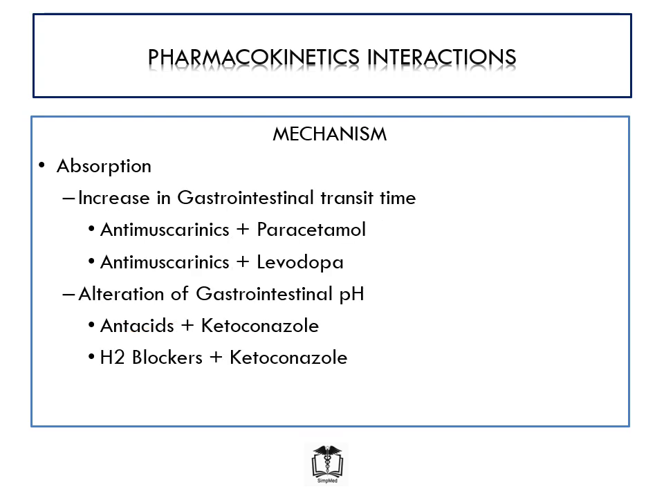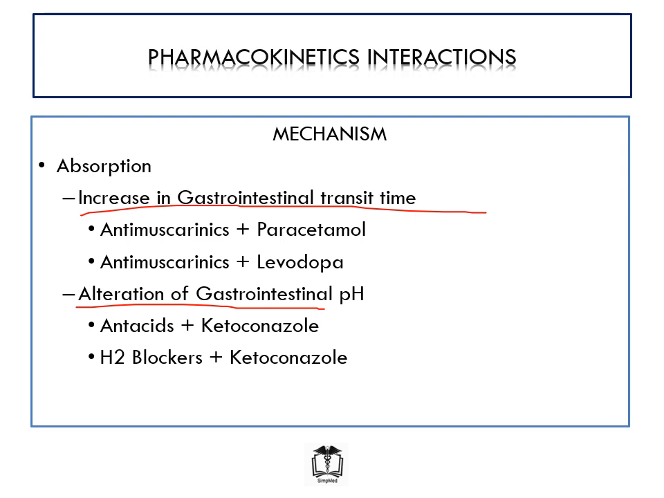The other two mechanisms by which absorption could be altered in pharmacokinetic interaction include increase in gastrointestinal transit time and alteration in the gastrointestinal pH. There are examples under each of these two mechanisms, starting with the increase in gastrointestinal transit time. Concurrent use of antimuscarinic agents together with paracetamol or levodopa could affect the transit time of paracetamol and levodopa.